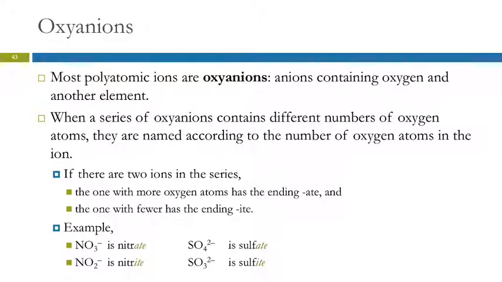Most of those polyatomic ions are what we call oxyanions. They are anions that have oxygen with some other element in there. And within a series of oxyanions, there are patterns to the names. So if there's 2 atoms in the series, the one that has more oxygen atoms has the ending -ate, and the one with fewer has the ending -ite. So we've got nitrate and nitrite. The difference is the number of oxygens. The number of nitrogens is the same. The charge is the same. The only thing that changes is the number of oxygens. We've got sulfate, and sulfite. They differ by one oxygen.